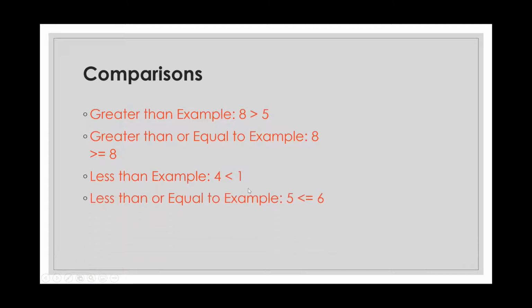Less than or equal to is 5 less than 6. Yes, it is. It's not equal to, but it is less. So that's why we count it. Equal to example: is 7 equal to 8? No. And finally, not equal to. Is 5 not equal to 9? True. So these are our comparisons, and let's start coding them.